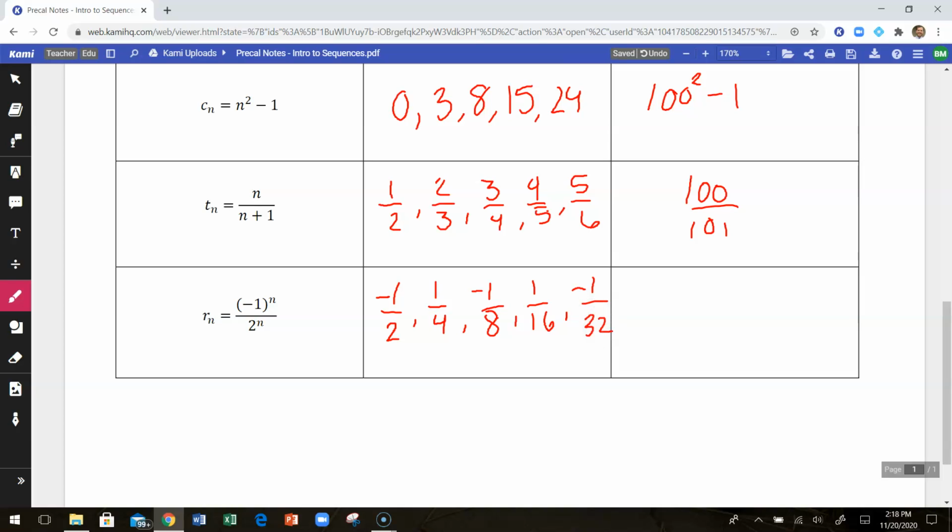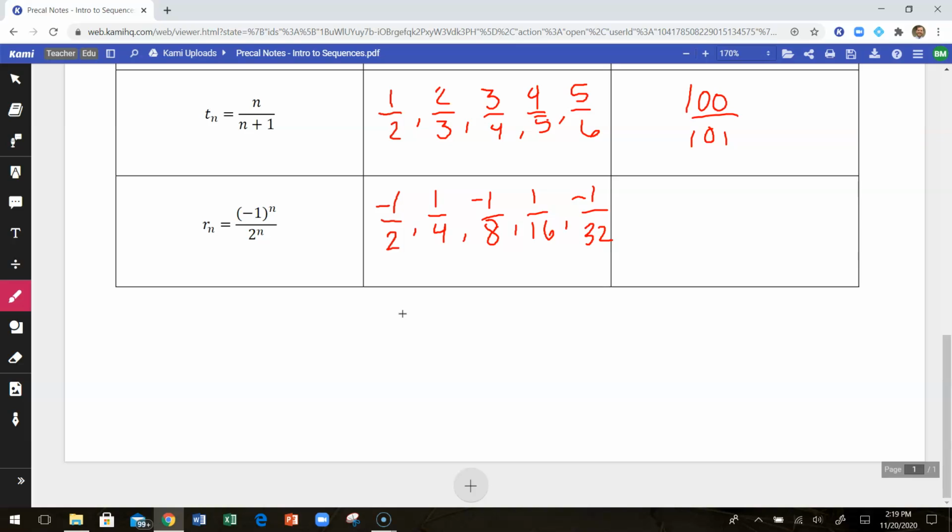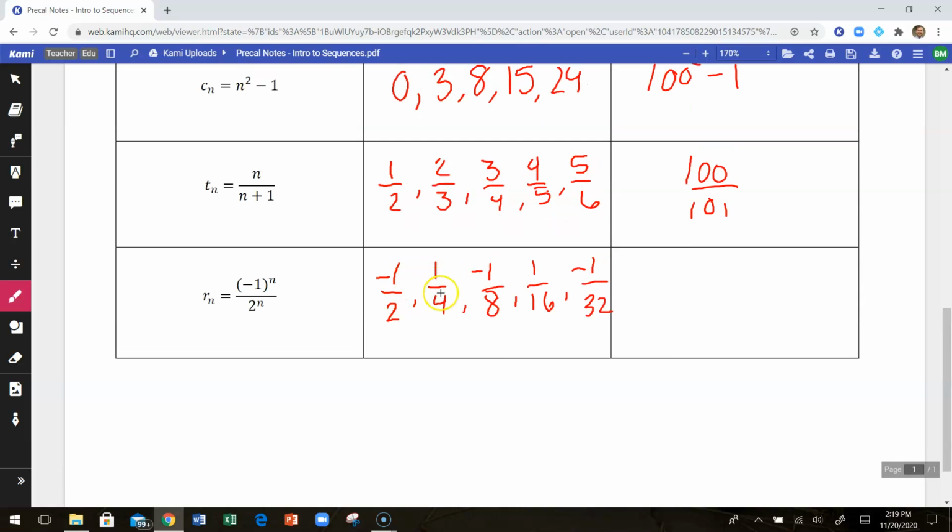So what I want you to see here is on top, I want you to notice that these signs are alternating. Negative 1, positive 1, negative 1, positive 1, negative 1. And that's just determining how many of those negative 1s are multiplied together, right? So anytime that you see a sequence where the sign is alternating, right, from a negative to a positive to a negative and so forth, use this negative 1 to the n power. That will help you to alternate sign. And then on bottom, 2 to the n.